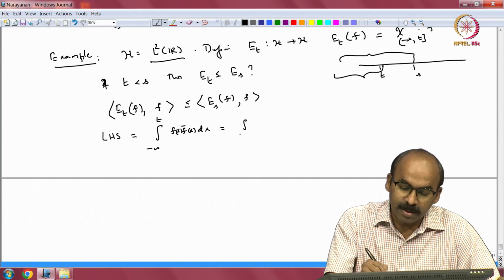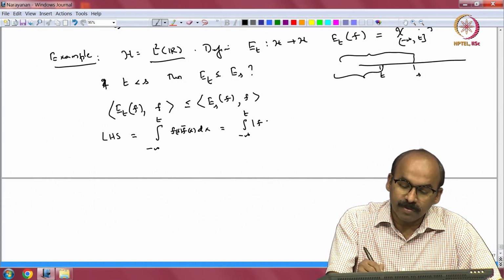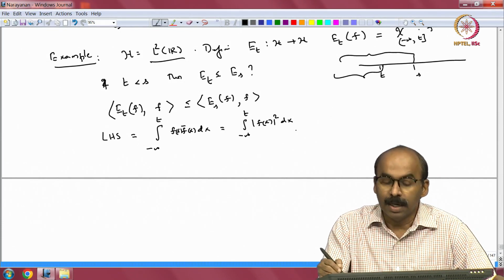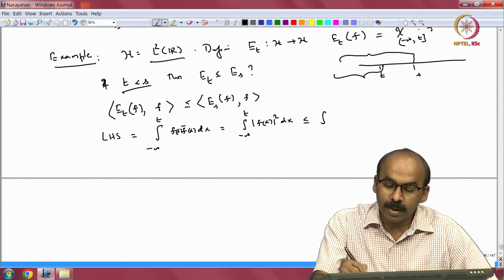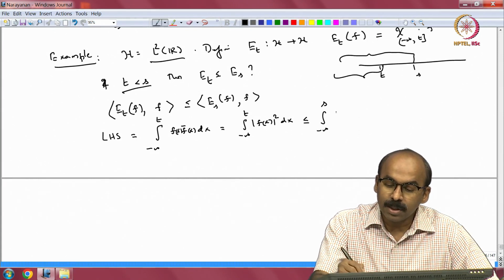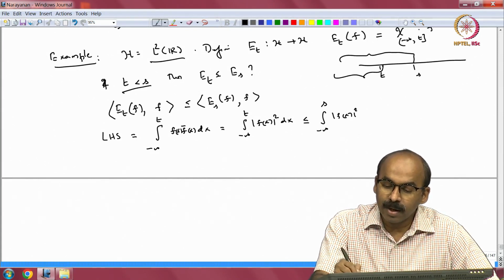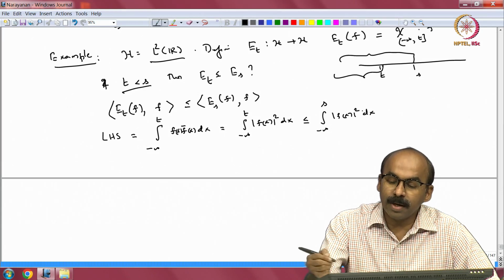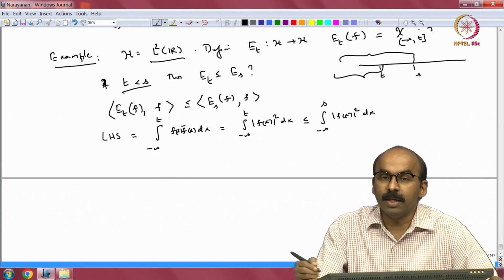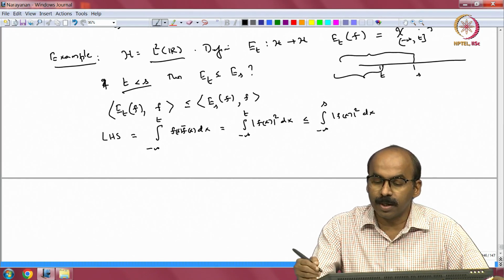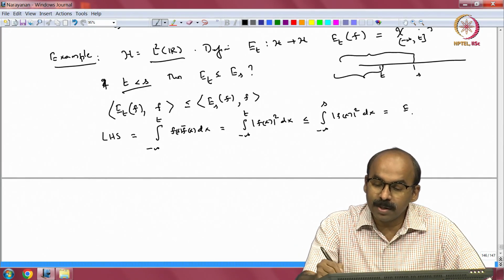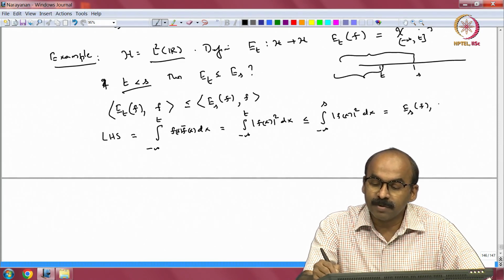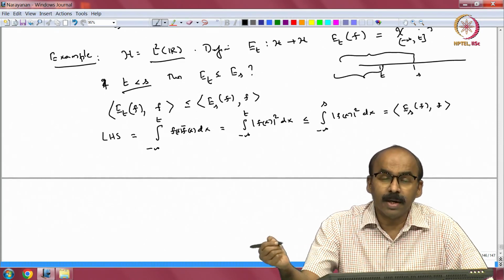So this is simply the integral from minus infinity to t of |f(x)|^2 dx, and now you know what to do because t is less than s. So this is of course going to be less than or equal to the integral from minus infinity to s of |f(x)|^2 dx, because I am integrating a positive function, |f(x)|^2. If I integrate over a larger set, I am going to get a bigger value, which is simply because of whatever computation we have just done. This is E_s f inner product with f.